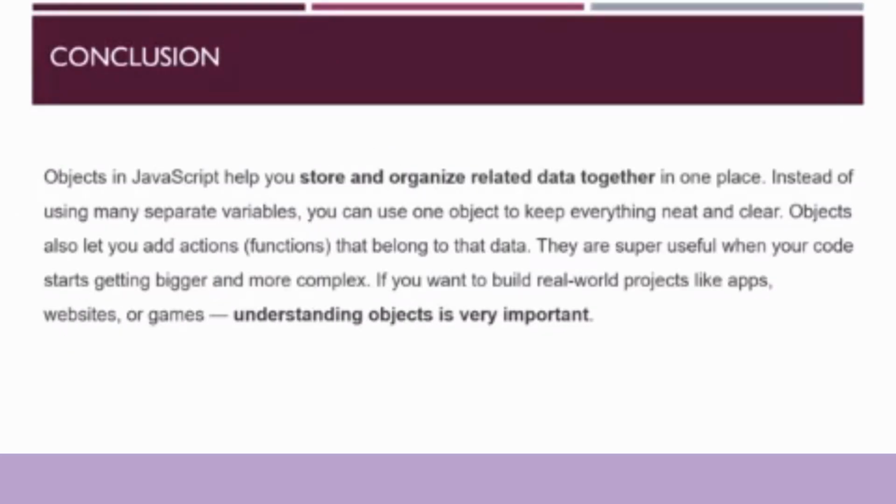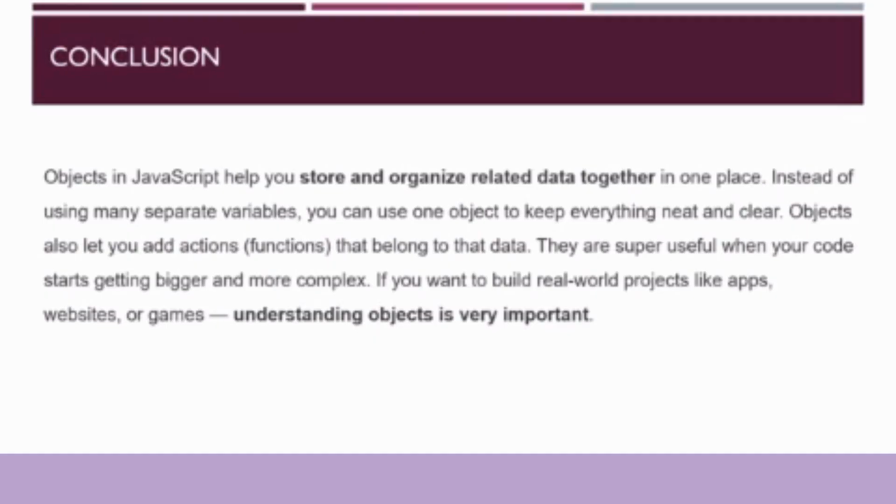So the final is the conclusion. I hope you understand what objects are in JavaScript. So let me give a description about it. Objects in JavaScript are really helpful because they let us store and organize related data together in one single place. Instead of using many separate variables, we can use one object to keep everything neat, clear, and easy to manage.